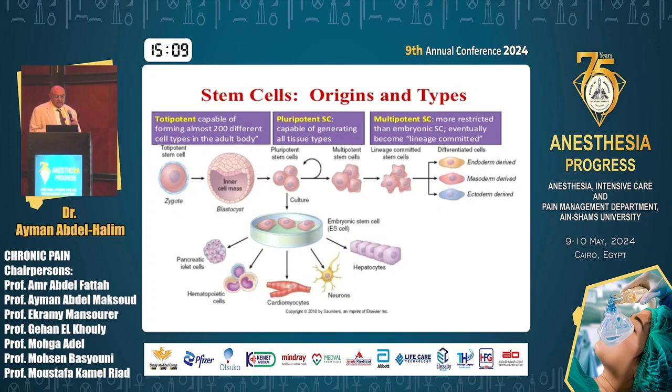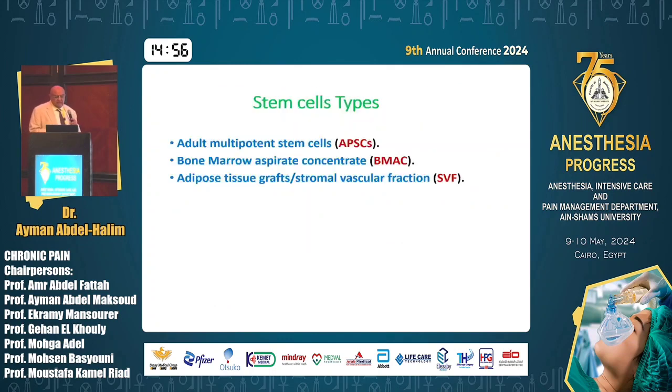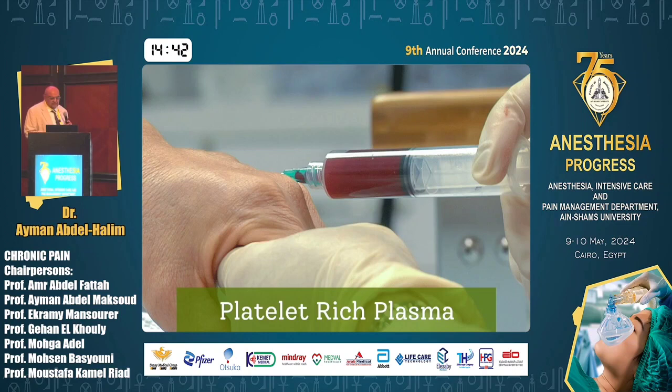Again, we have different types. We have the totipotent, pluripotent, and multipotent. Basically, we're using the multipotent. And we have three types, mainly adult multipotent: bone marrow aspirate concentrate, and the adipose tissue grafts, or we call them the stromal vascular fraction here.